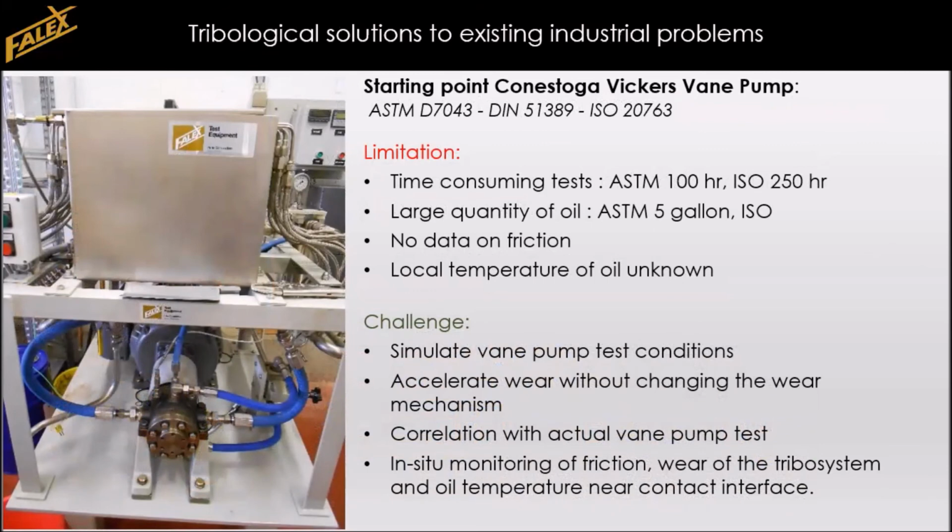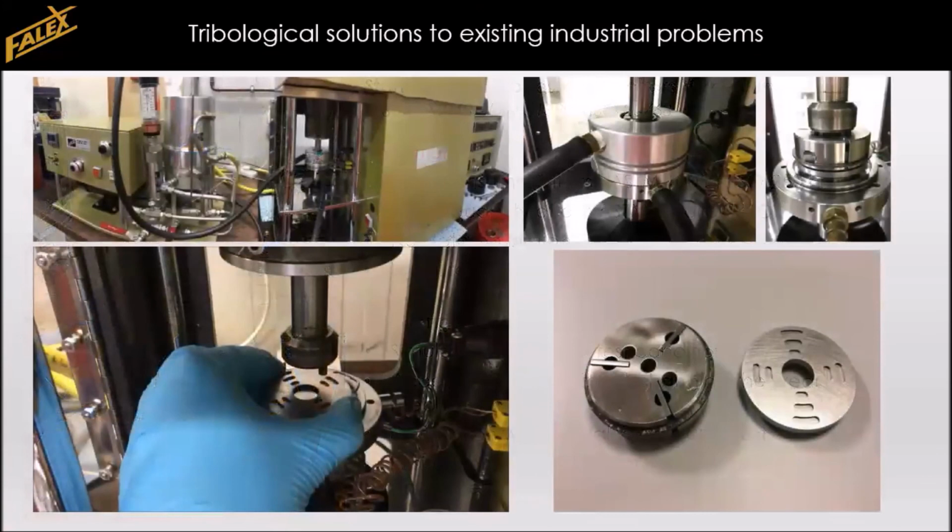So the starting point is that we have the Conestoga-Vickers vane pump test, a component test that is standardized, but that requires a lot of oil to be used, 5 gallons, or for the ISO test even more, and a long test duration. At the end of the test, we only measure wear loss. So our challenge is to look for a simulation of this test and accelerate the testing without actually changing the wear mechanism. And the way we do this is by using a set of dedicated test specimens that you can see in the right bottom corner here.